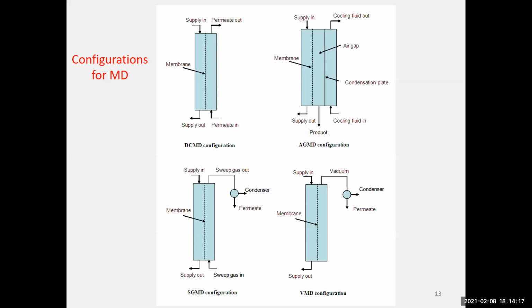Now for the terminology, the feed side is the supply side. This is where the hot water comes in. So it's called the heat side, or supply side, or the feed side. And then the other side is the permeate side. So we have permeate in or permeate out. We have cooling fluid in or cooling fluid out. So it depends on what you call it, but it's basically the permeate side where permeation of the vapor is going to go through the membrane where it will condense there into sweet water.